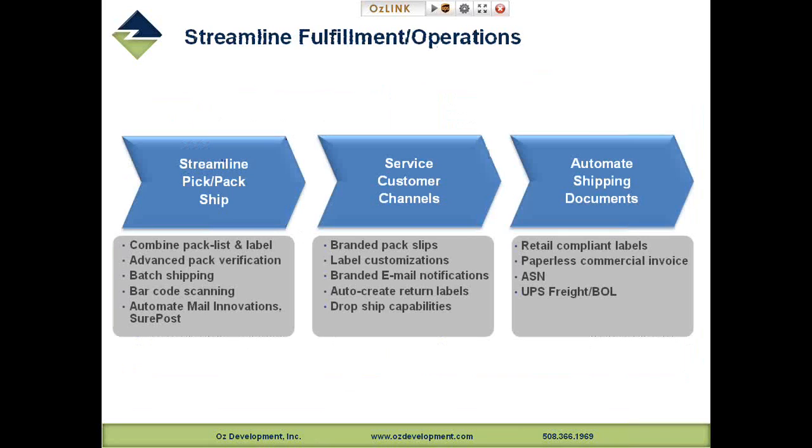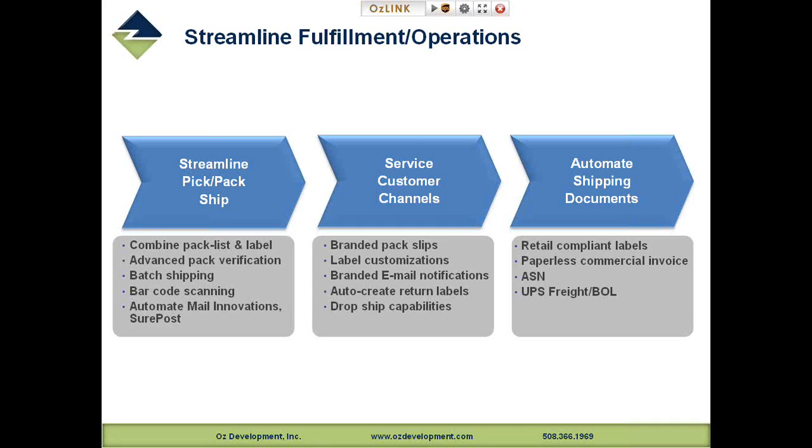So now let's take a look at the areas of fulfillment that we can really focus on. So really divide it into sort of three categories here: streamline the internal pick, pack, ship process, improving the customer service and communication, then at the end of the line, really automating the production of the various shipping documents. And we'll drill into a few of these in more detail.